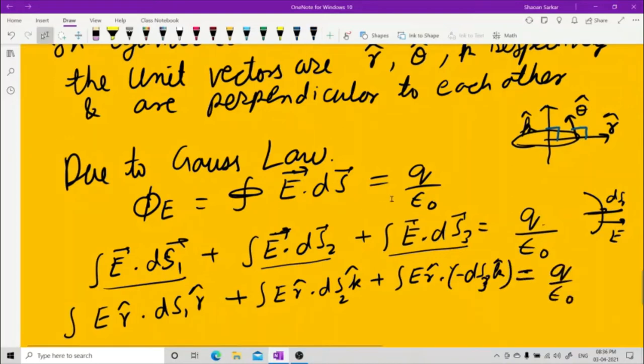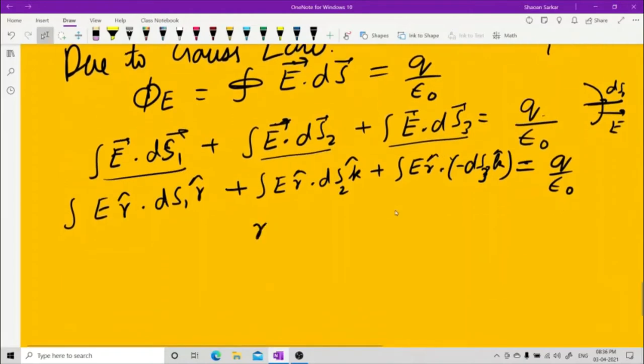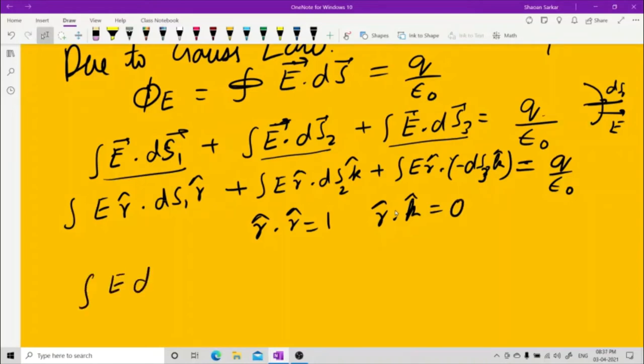And what is this q? Now you already know that r cap dot r cap is 1, and r cap dot k cap is 0. So what you get is E ds1 is equal to q upon epsilon naught.